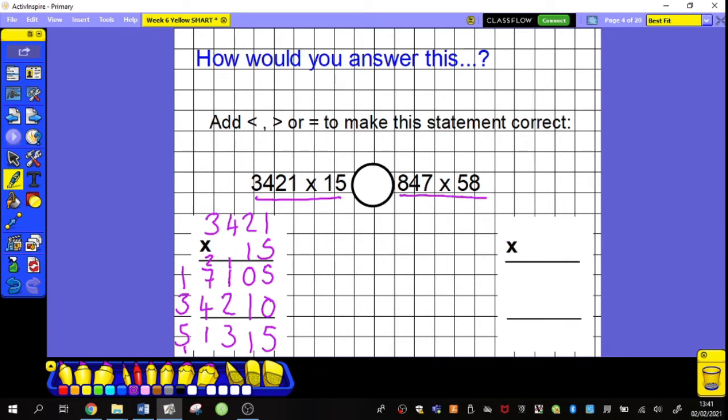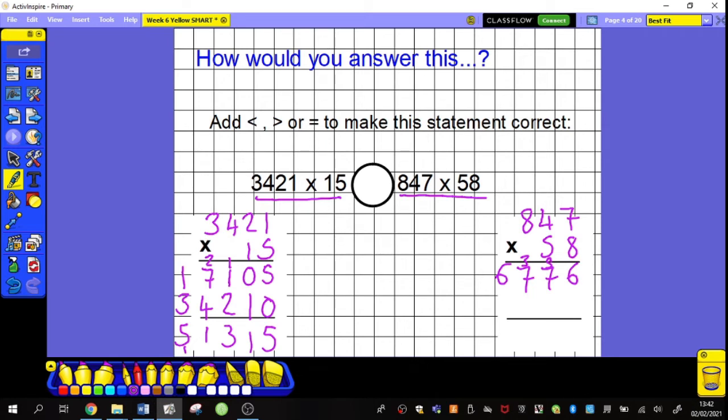This side over here, I'm going to write out my calculation, making sure I line up the columns correctly. So here we go. 8 times 7 is 56. I apologise. So 56. 8 times 4 is 32. Add the 5 is 37. 8 times 8 is 64. Add the 3. 67.